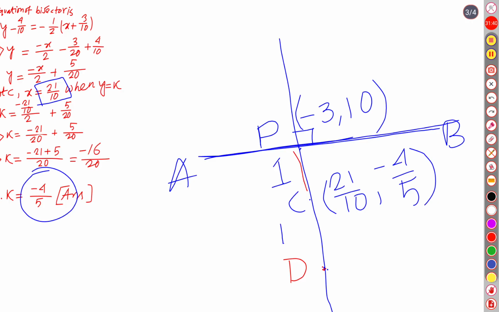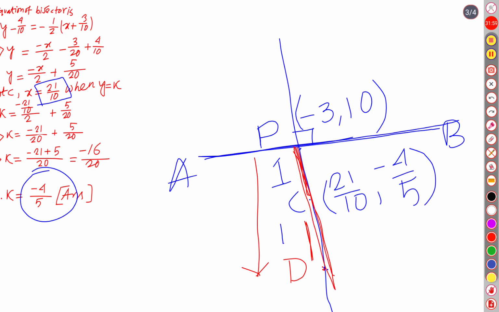This is 1 meter, and this is also 1 meter. So what happens from P to D? It is actually 2 meters. That means PC is half of CD. So what can we know? That from P until D, actually C is the midpoint.